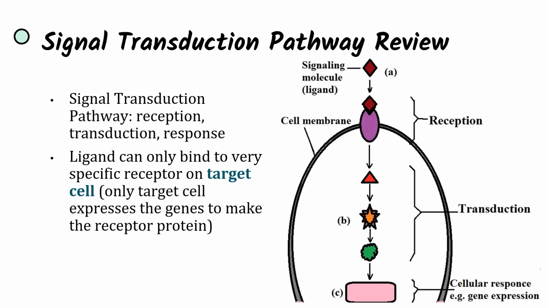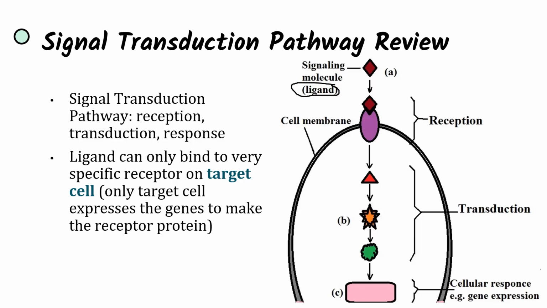So today we're going to start off by reviewing a concept from 4.1, and this is the signal transduction pathway, which, if you recall, contains three parts: reception, transduction, and response. Where a cellular signal is going to be received, it's going to be transferred to the nucleus, and then a response will be elicited. Now, the signaling molecule, or the ligand, is made to fit a very specific receptor.